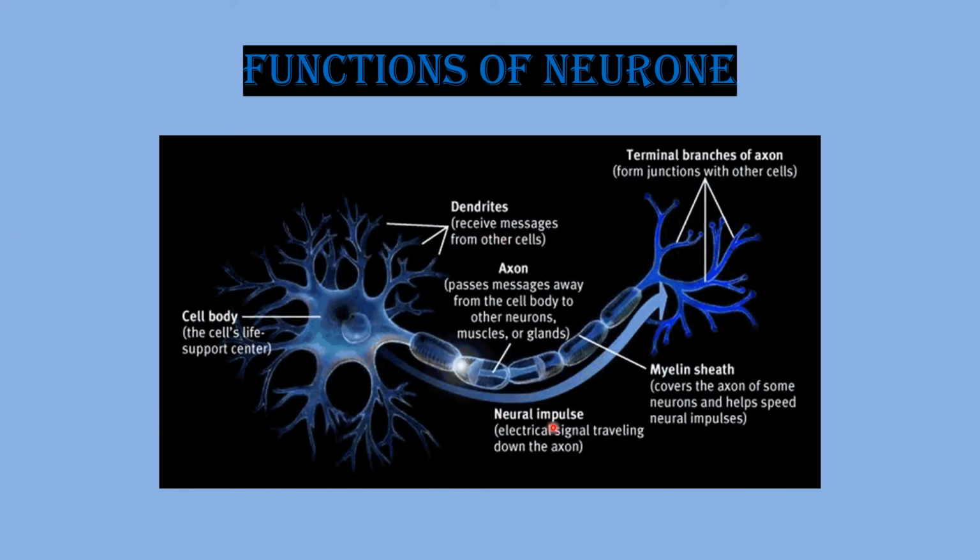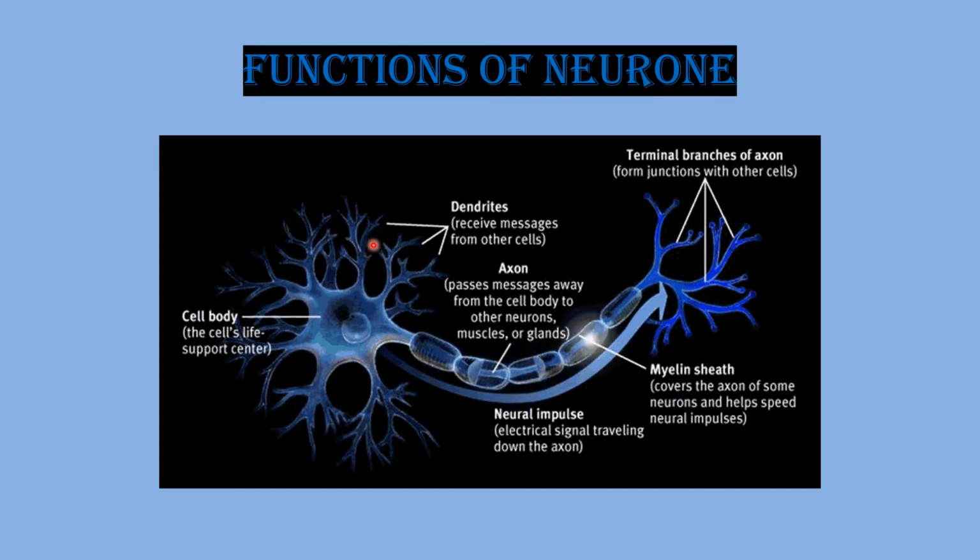Now in this figure we see this is a neuron, this is an axon, this is the dendrites, and this is the soma or cell body. Dendrites receive the message from other cells, and this one is the nucleus. This one is the axon. So what is the function of axon? It passes the message away from the cell body to other neurons.